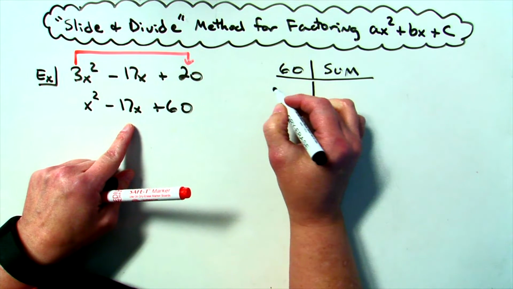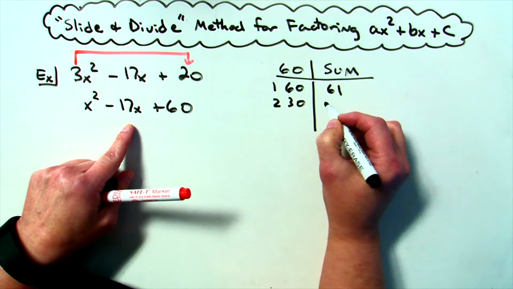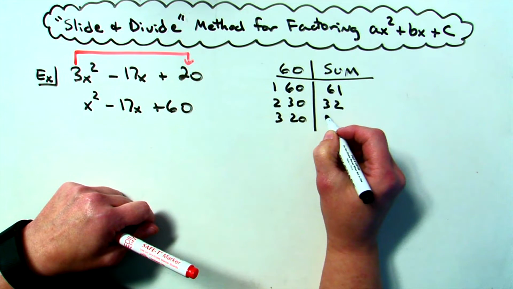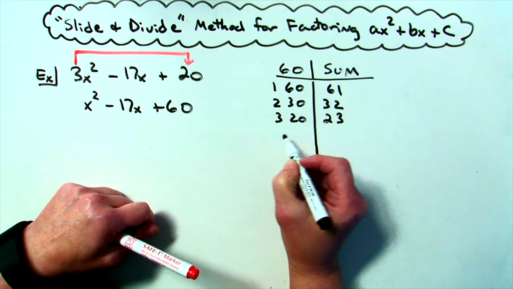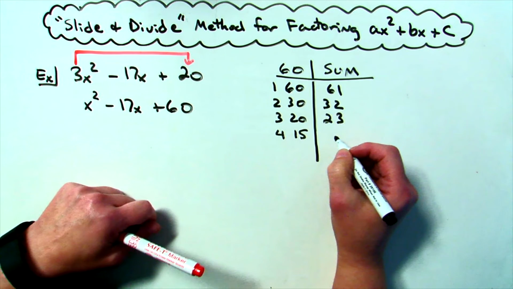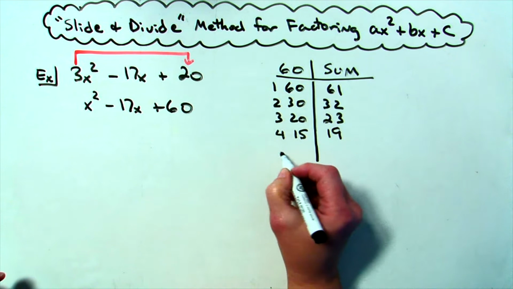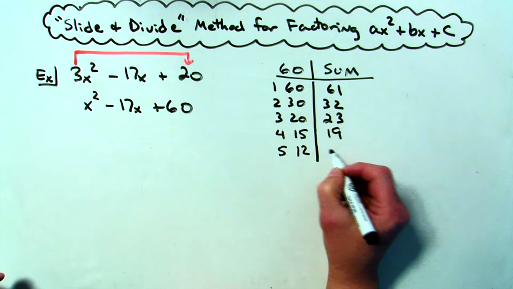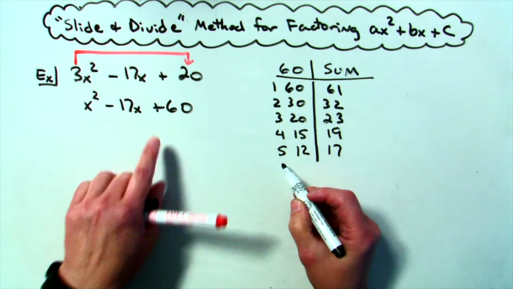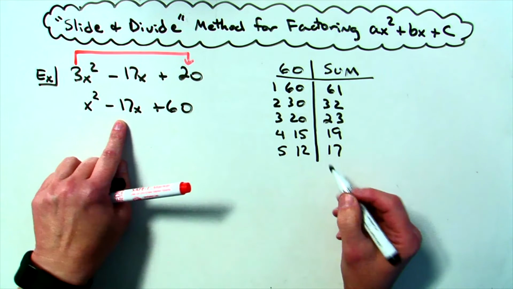So I could do 1 times 60, 61, not going to work. 2 times 30, that'll be 32, still getting pretty far away. 3 times 20, that'll be 23, still not finding it yet. 4 times 15 is 60, and that will give me 19, still not really close. 5 times 12, it's going to give me 17. So I'm getting really close here. But when I do 5 times 12, it does give me a positive 60, but when I add I get a positive 17, and I need a negative 17.